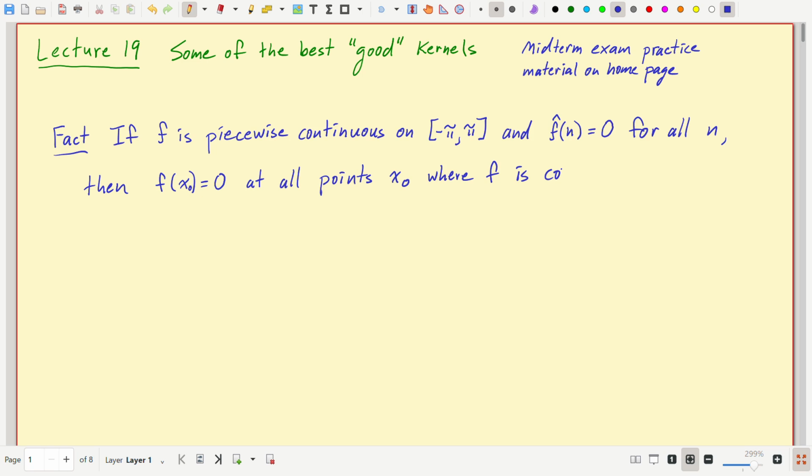The fact is, if f is piecewise continuous on [-π, π], and all its Fourier coefficients are 0, then the function is basically the zero function. f(x₀) has to be 0 at all points x₀ where f is continuous. I'll talk about Stein's interesting proof in the book, but first I'll give you my proof.